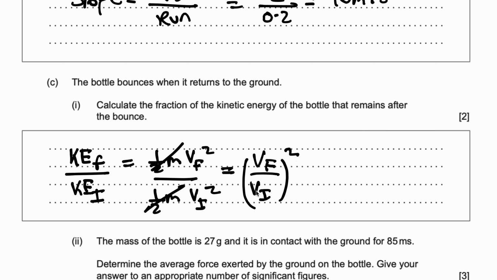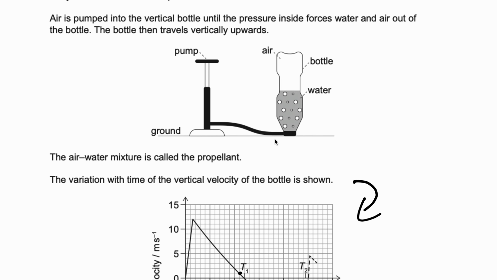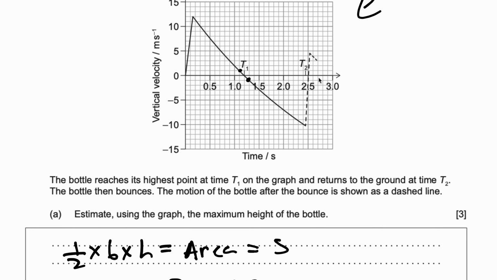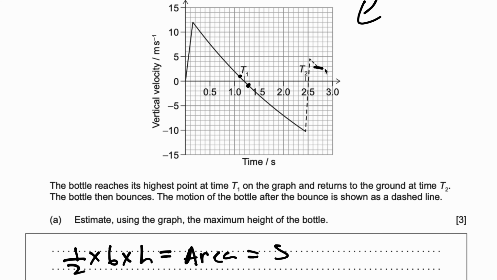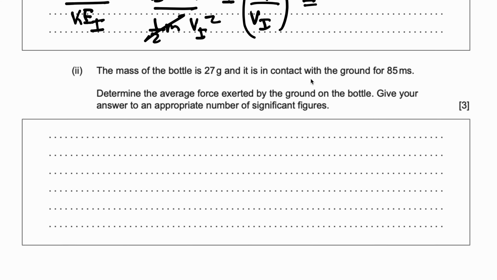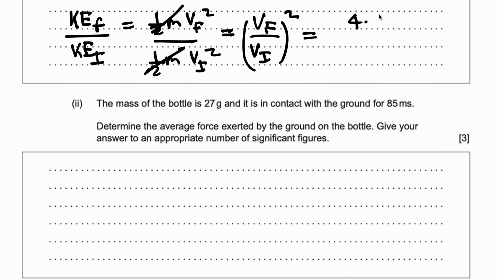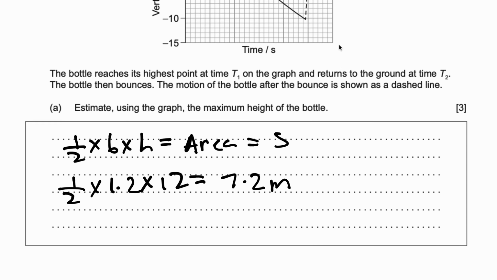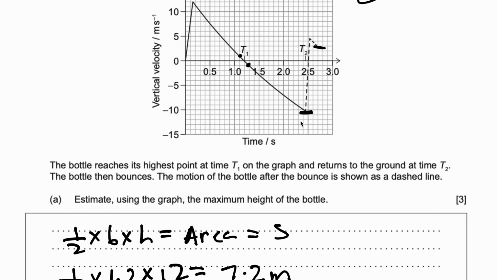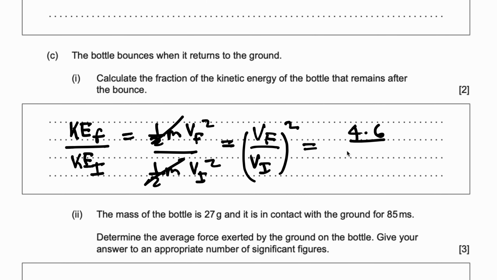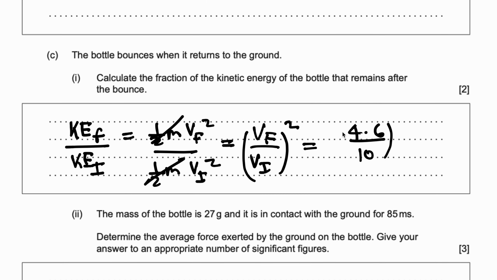Now that gives me the ratio of the kinetic energies. Now what is the final velocity? Well, the final velocity that I'm getting is 4.6, taken from that point right there. And the initial velocity, we can say is right there, is 10. And I whole square that. That's giving me, if I put this on my calculator, 0.21.